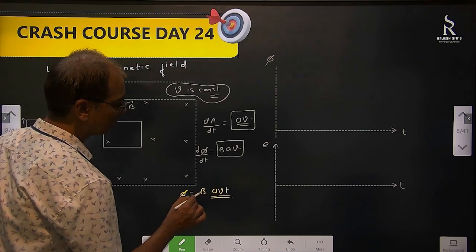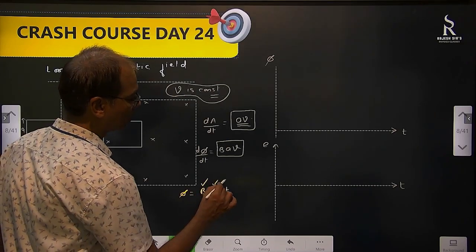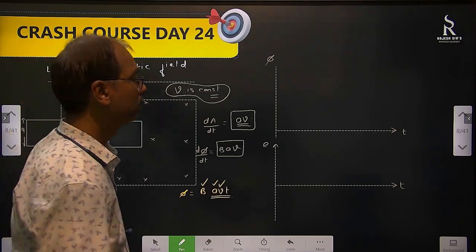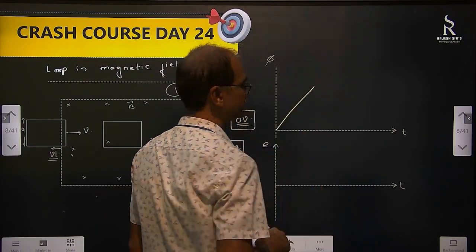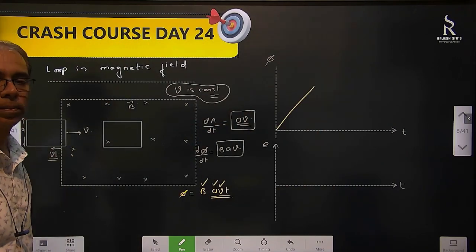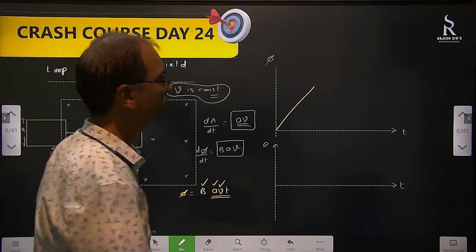Now for flux, you can see that B is constant here, a is constant here, v is constant here. We can say flux is proportional to t. So how will it be? It will be like this. The flux increases with time. Then it's fully inside. Once it's fully inside, that means it becomes constant.